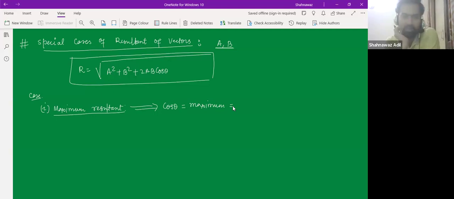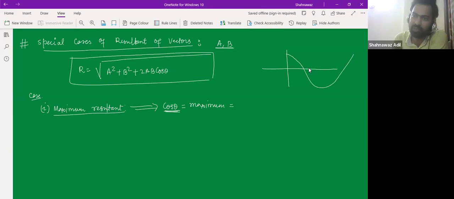What is the maximum value of cos theta? Do you know the graph of cos theta? Do you remember this when you learned about waves and oscillation? Then you have come across this thing, right? So what was the maximum value? Let's say if this is the cos theta graph, so what was this maximum value?